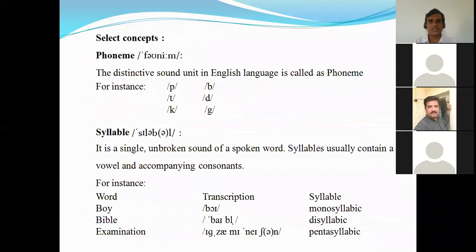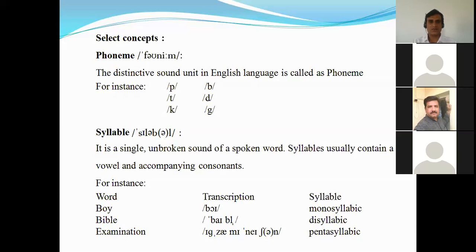Let us study the next concept, phoneme. The distinctive sound unit in the English language is called a phoneme. For example, p, t, k are distinct sound units, voiceless consonants. b, d, g are voiced consonants. Distinctive sound units are called phonemes in phonology.